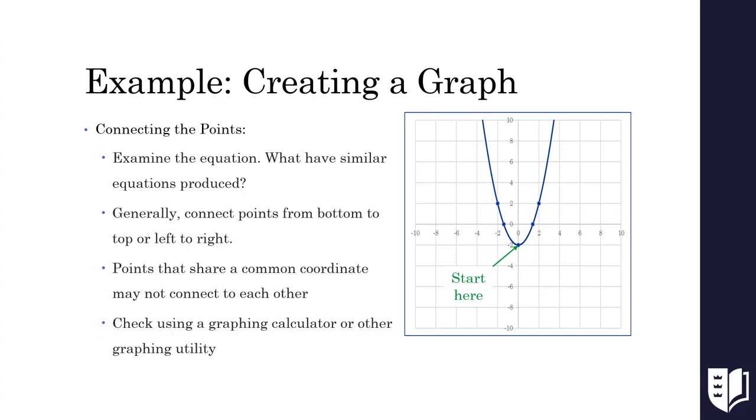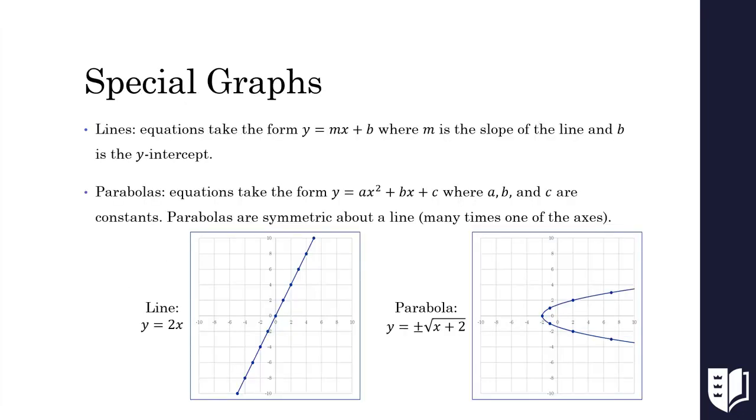In our example, we're going to connect from bottom to top. Based on seeing the graph of x squared from earlier, we can be fairly certain that we're going to get a parabola. Notice how we extend our graph past the points we plotted. We do this because if we'd continued plugging numbers into our equation, we'd have gotten more points moving in these directions. 2 graphs that we'll see most commonly are lines and parabolas.